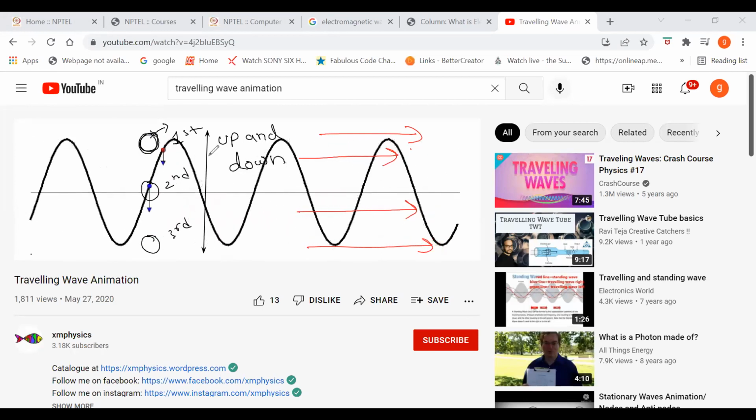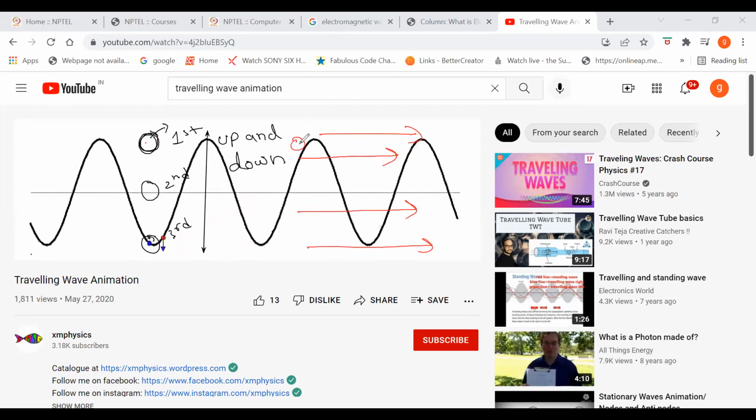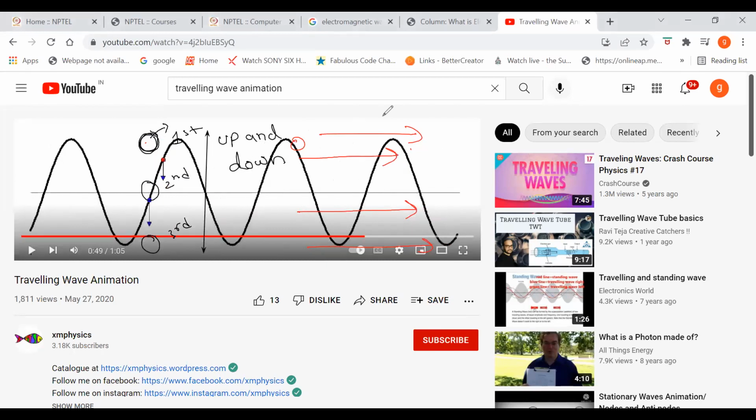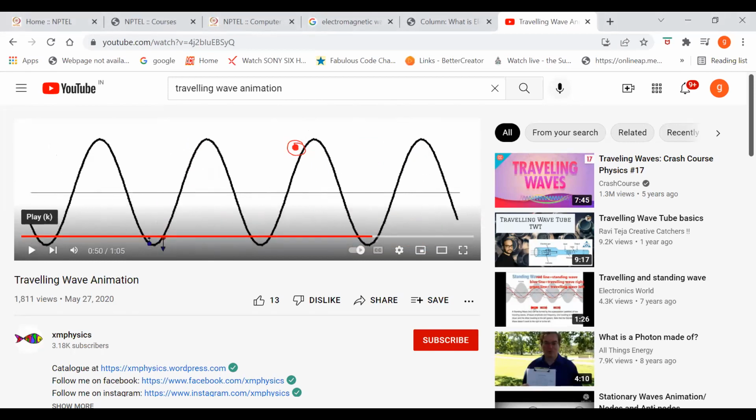So this is a wave. If you take not only this blue color point but any other point, suppose I consider a mass here, after some time this mass comes here. So actually here the mass moves up and down, but the energy moves in forward direction. Is it clear?